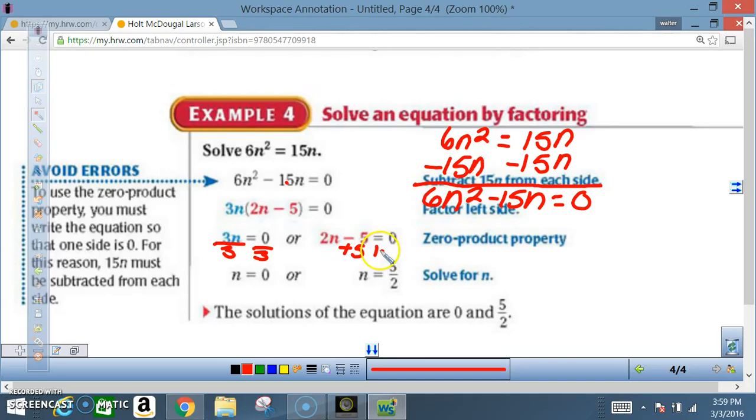And then plus 5. All right, this is going to cancel out. So I'm left with 2n is equal to 5. Come over here to look at this to make sure you got it down.